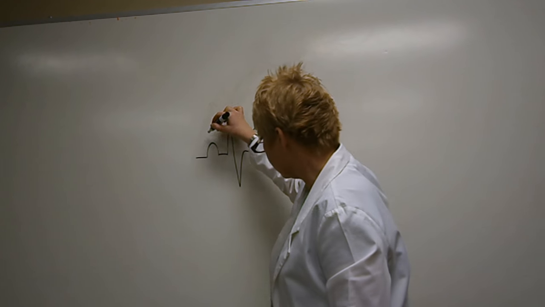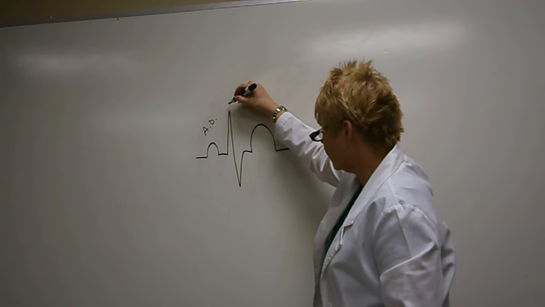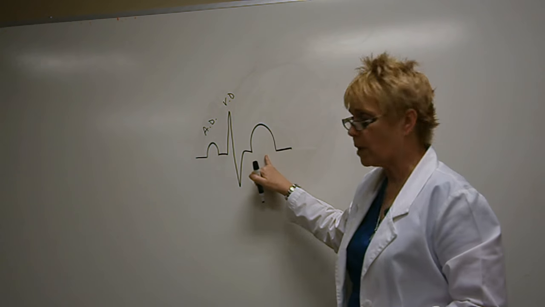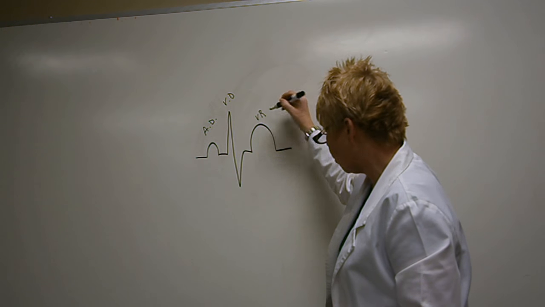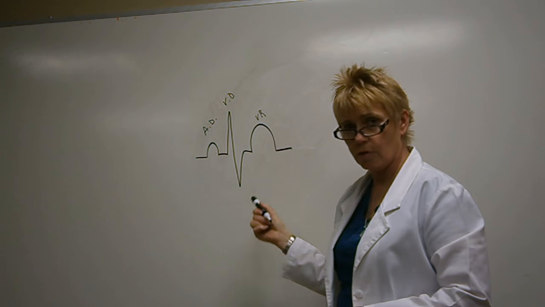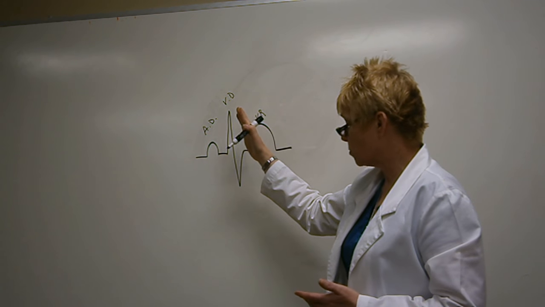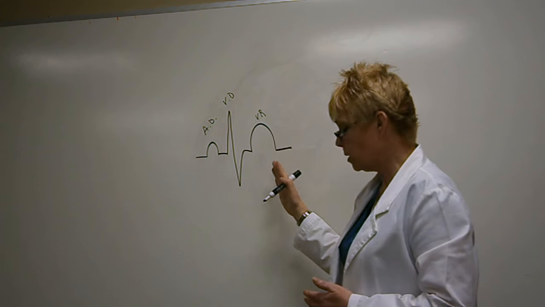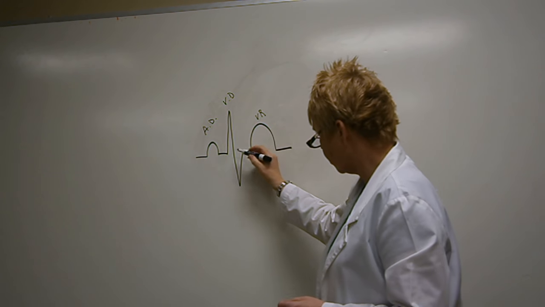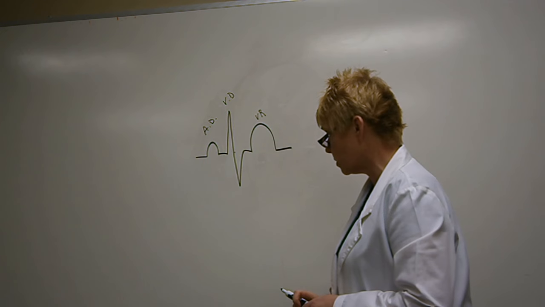The P wave represents atrial depolarization. The QRS is ventricular depolarization. The T wave represents ventricular repolarization. So I have depolarization and repolarization of the ventricle, but I don't have a repolarization of the atria. If you notice, the depolarization is a larger waveform and the repolarization is smaller. So actually the atrial repolarization occurs, but it's buried within the QRS of the ventricular depolarization.